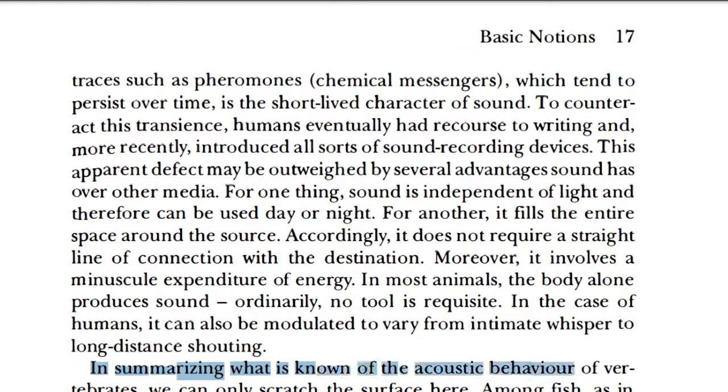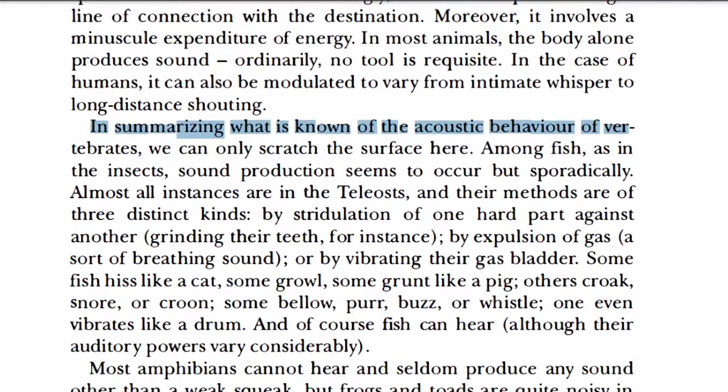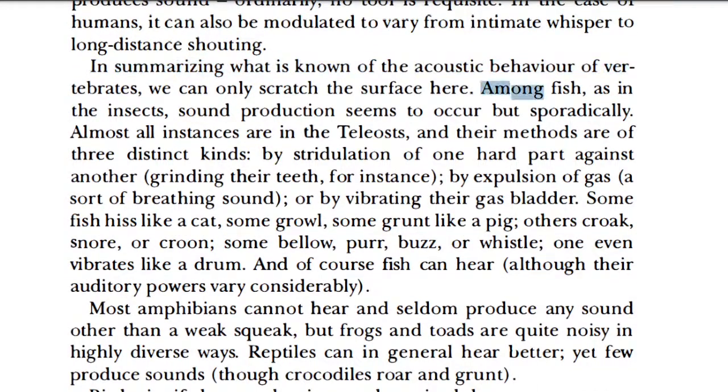Summarizing what is known of the acoustic behavior of vertebrates, we can only scratch the surface here. Among fish, as among insects, sound production seems to occur, but sporadically. Almost all instances are in the teleosts, and their methods are of three distinct kinds: by stridulation of one hard part against another, grinding of the teeth, by expulsion of a gas, or by vibrating their gas bladder. Some fish hiss like a cat.